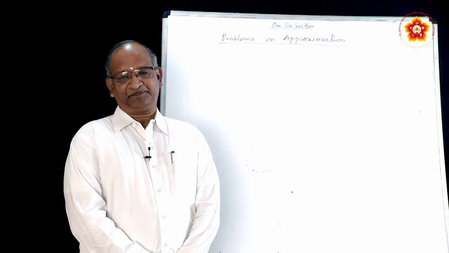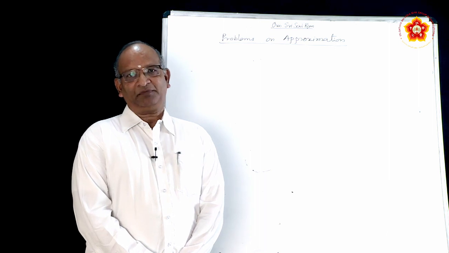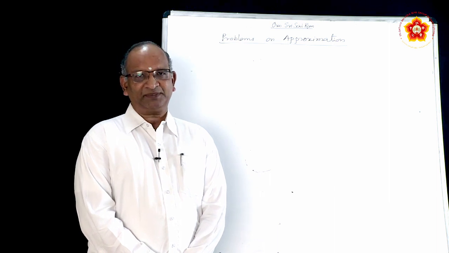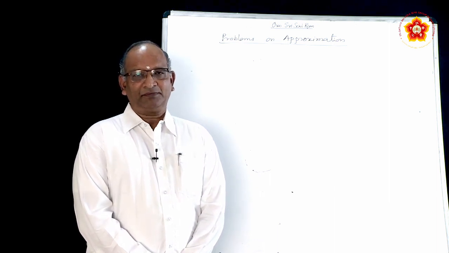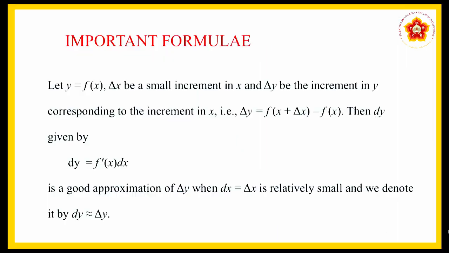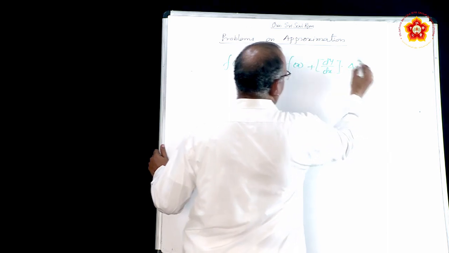Om Sri Sai Ram. In this session, we will continue few more problems on approximation. But before we proceed to the problems, let us recollect the formula and also try understanding the terms which we are using in the formula. The formula which we have found was f of x plus delta x is equal to f of x plus dy by dx into delta x.